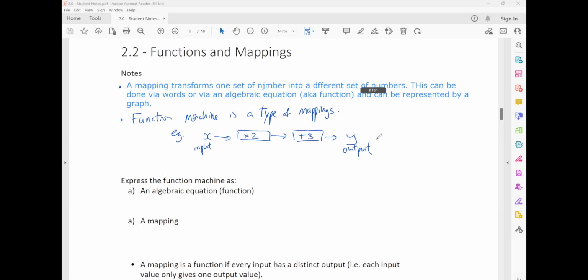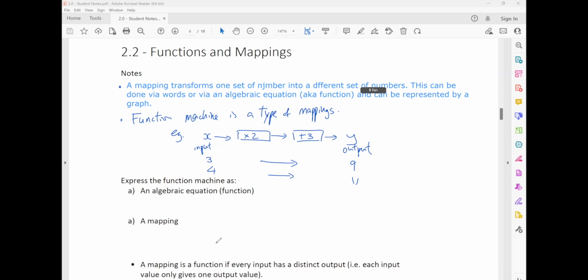Say, for example, if you put in x is 3, 3 times 2 is 6, plus 3 is 9, then the output is 9. That means this machine helps you to map 3 into 9. If you put 4 in there, that's 11. So it helps you map 4 into 11. So anything you put in there will get different values coming out. So this is called a mapping, okay? And function machine is one of them.